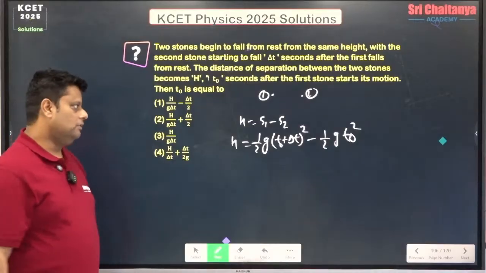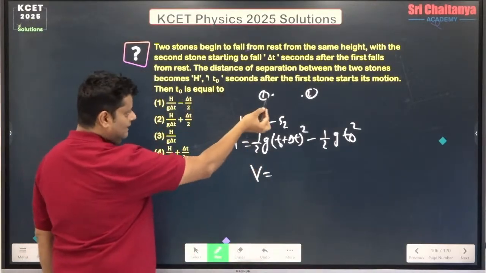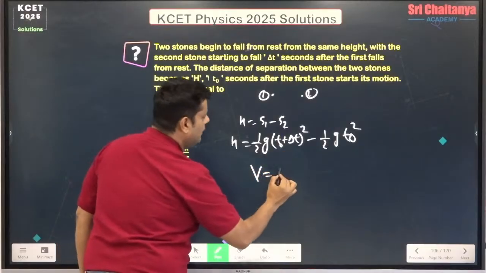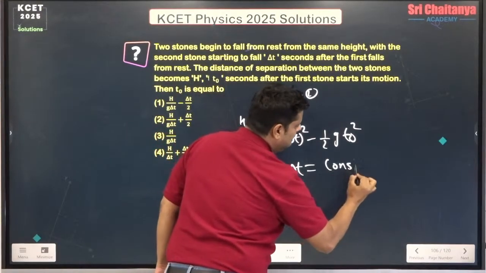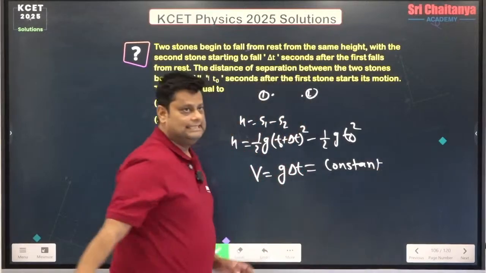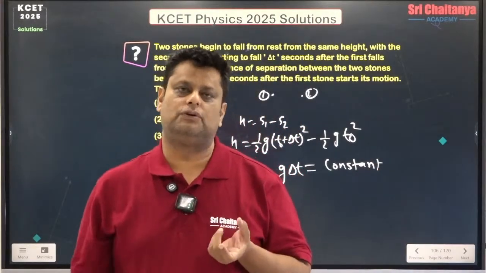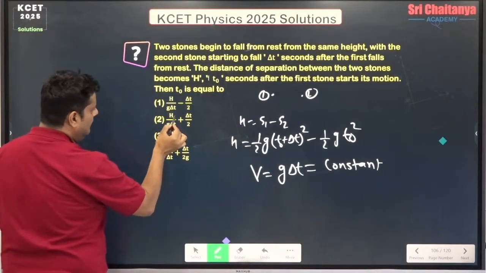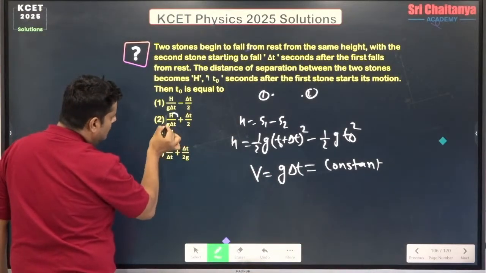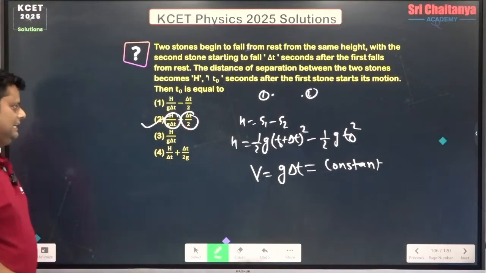And the crux of the question is the velocity. When the particle is already moving at some point, the velocity will be g delta t and it will remain constant. As it will remain constant, what does it mean? Acceleration is zero, velocity is constant. So what is the extra time taken by the particle? It will be h upon g delta t plus delta t upon 2. This is the correct answer.